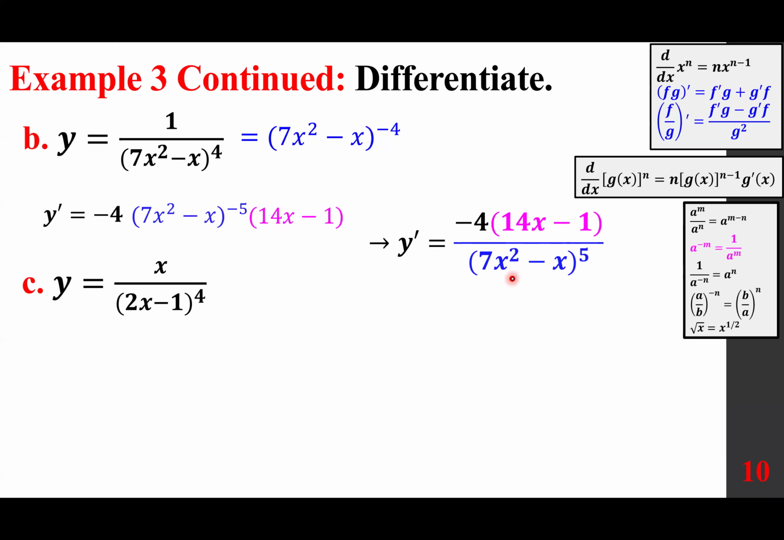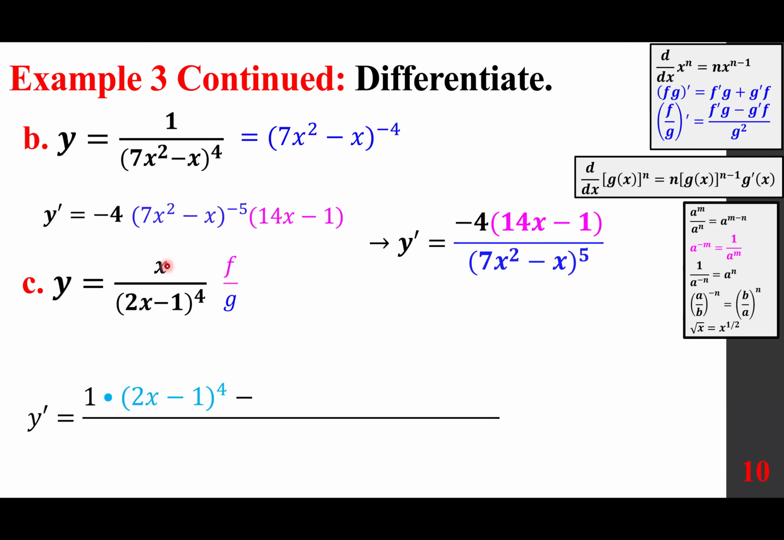What about this one? I have to use the quotient rule, so I'm going to call it f over g. So y prime, a large fraction bar, f prime is 1, and just times g, 2x minus 1 to the power of 4, minus g prime.